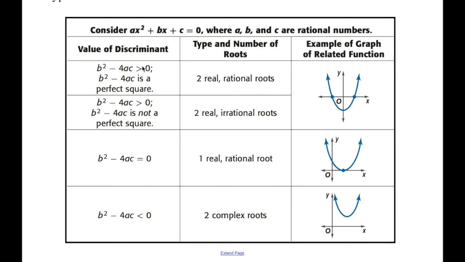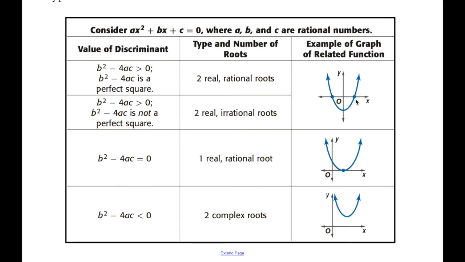So if it turns out that that number under the radical is greater than 0, or if it's a perfect square, we are going to get 2 real rational roots. So it crosses the x-axis. They could be whole numbers or integers. They could be fractions. They could be anything like that that's a rational root.